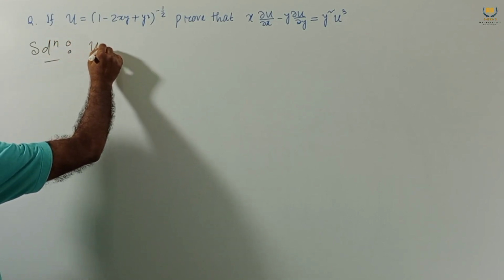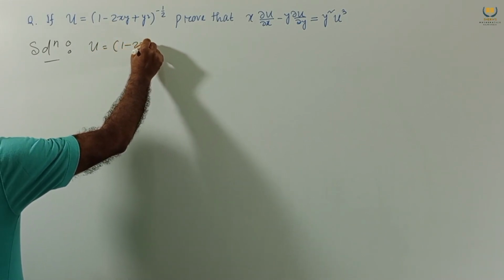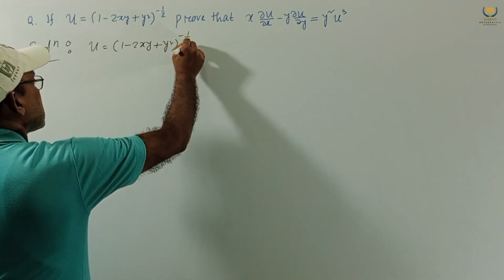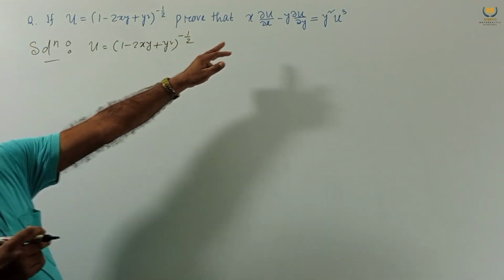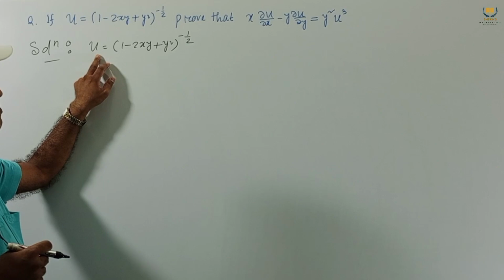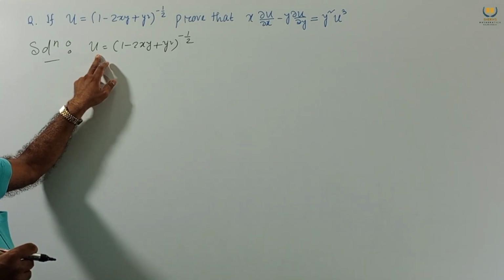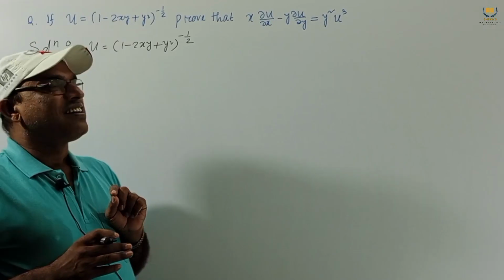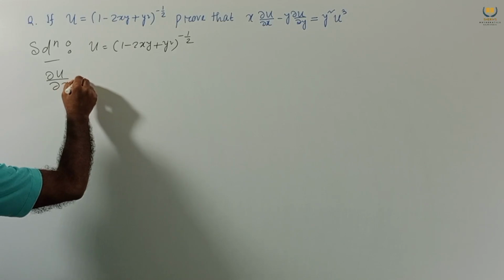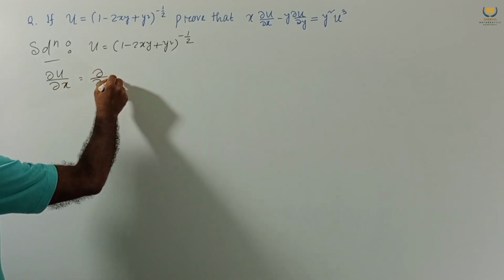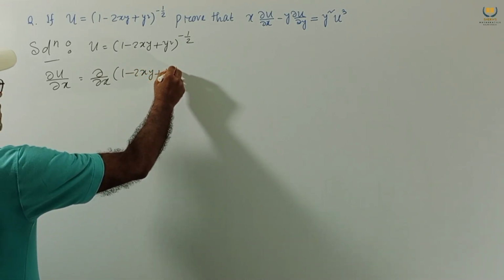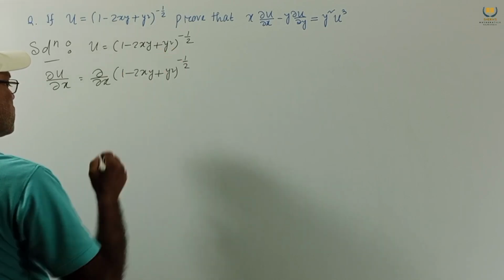So here given u equal to (1 minus 2xy plus y square) whole to the power minus 1 by 2. Here we need del u del x and del u del y. This represents that we first differentiate this with respect to x partially, next with respect to y partially. Now we differentiate, del u del x is del del x of (1 minus 2xy plus y square) whole to the power minus 1 by 2.